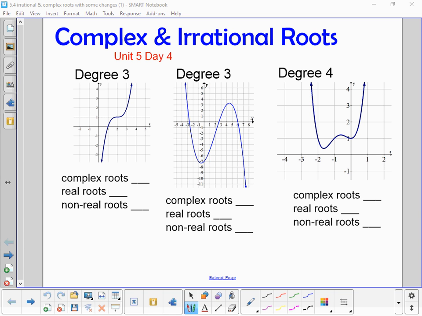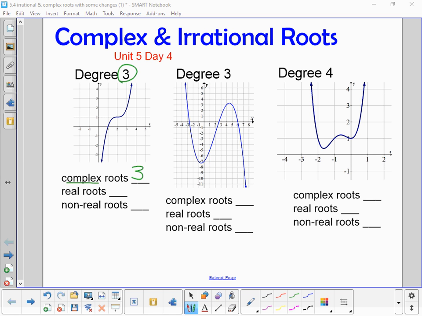If we have a graph of a polynomial function, we can tell a lot about the number and the type of roots that that polynomial has. So remember that the number of complex roots is guaranteed to us by the fundamental theorem of algebra. If we have a degree 3 polynomial, we know that it will have exactly 3 complex roots. Now, of those complex roots, some of them are real and some of them are non-real.